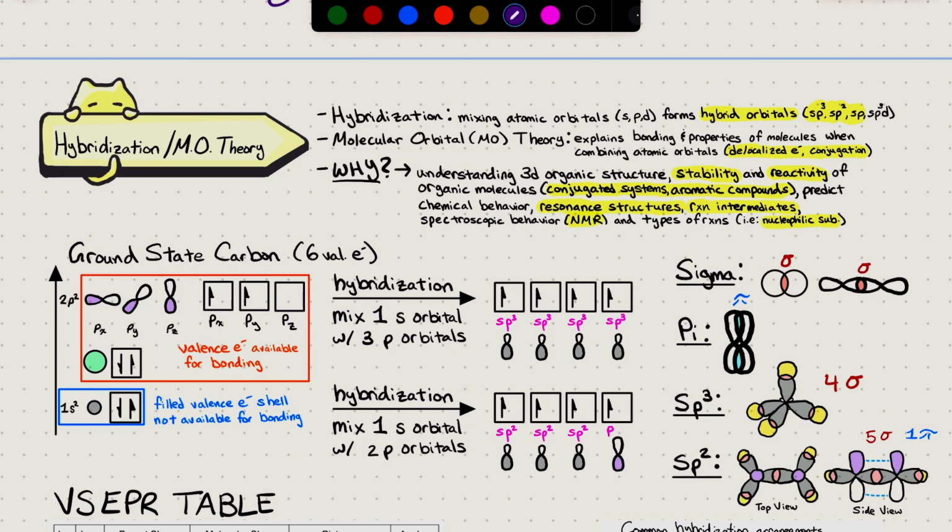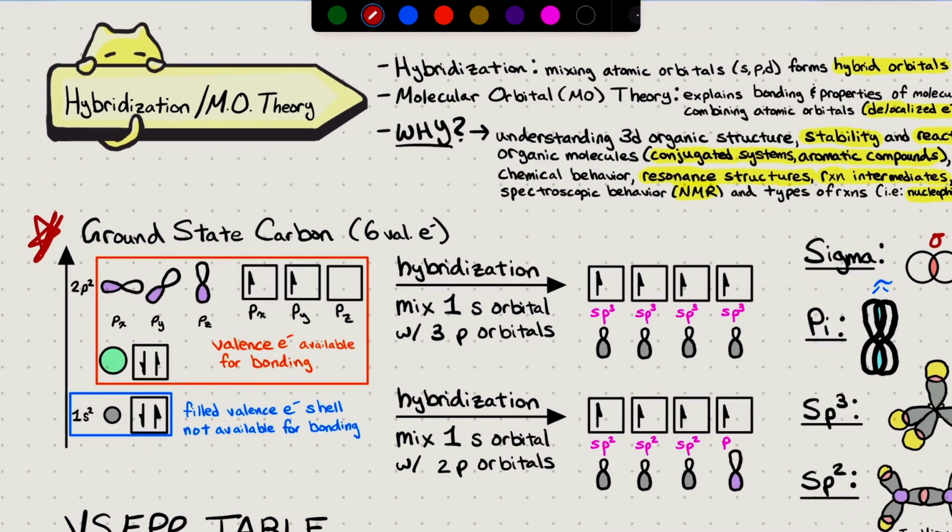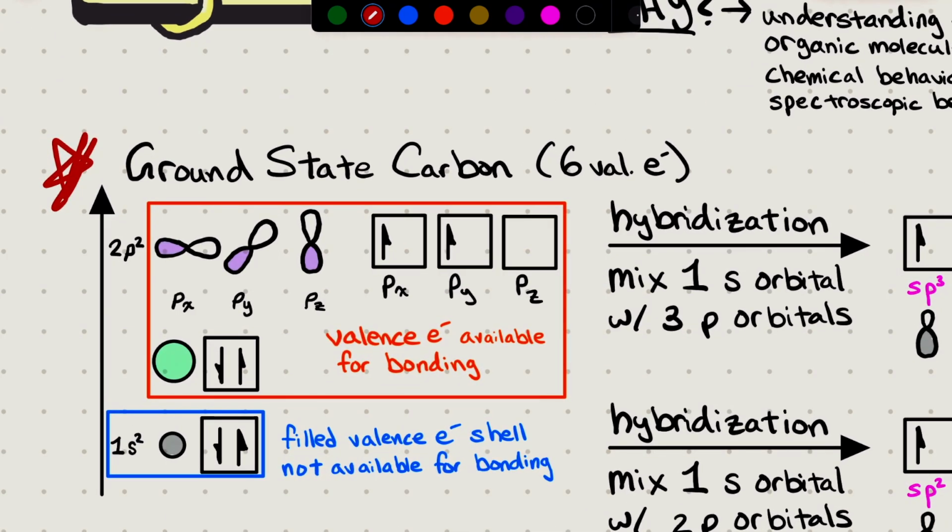Molecular orbital theory exists, and why it's important for OChem is because it's going to explain the bonding and properties of these organic molecules when they're combining your s orbitals and your p orbitals together. So you can see in this little graph over here, this is what it's traditionally supposed to look like for a ground state carbon. You have these two arrows here, fill the valence electron shell, which means it's not available for bonding. That's the 1s orbital. The 2s orbital is full. But if you notice here at ground state, there's a whole empty box here.